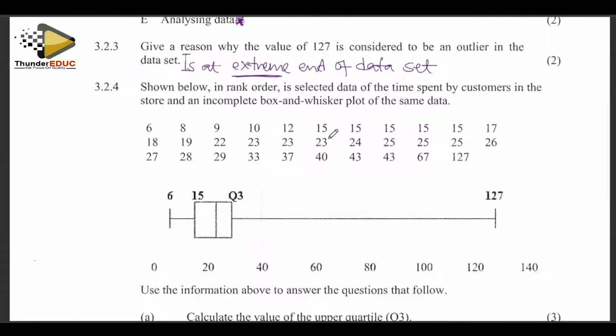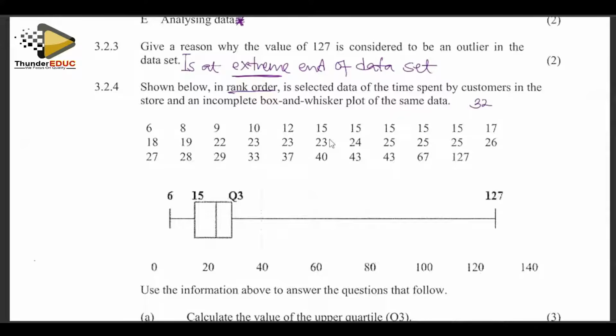Shown below in rank order is selected data of time spent by, take note of that, in rank order. Simply meaning they are from smallest to biggest, which is okay. Time spent by the customers in the store and an incomplete box and whisker plot of the same data. Now, take note, this data is from the one we've just seen above. These are supposed to be 32 values. Let's count and we see.